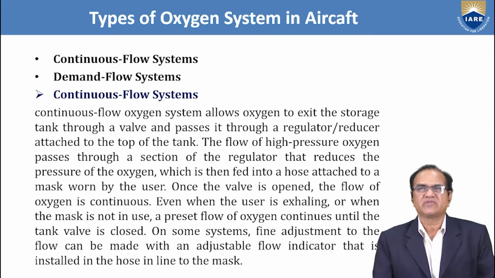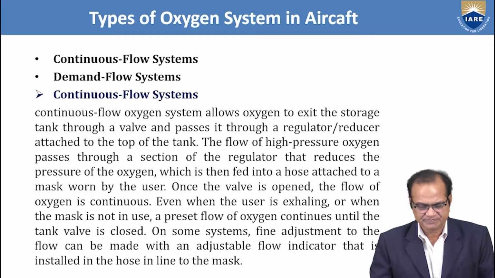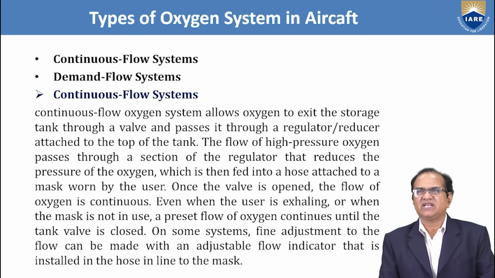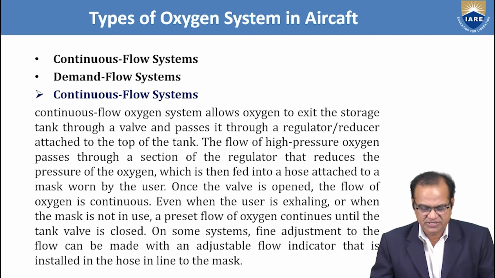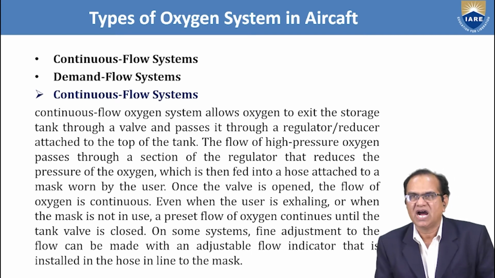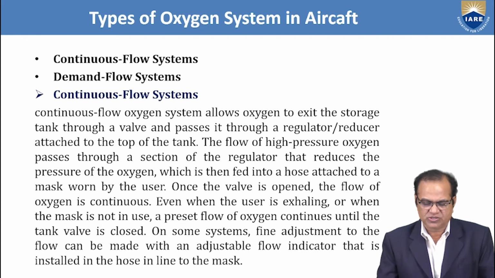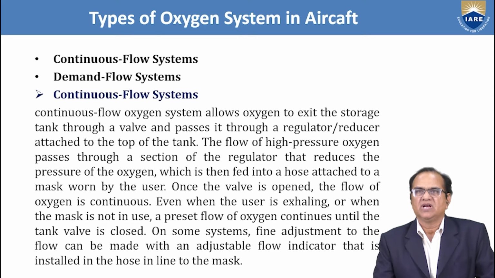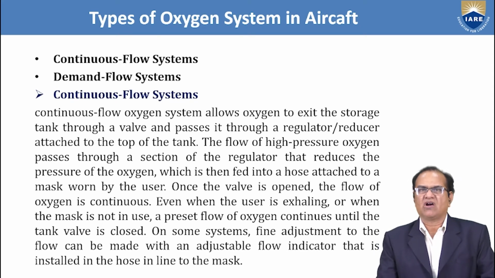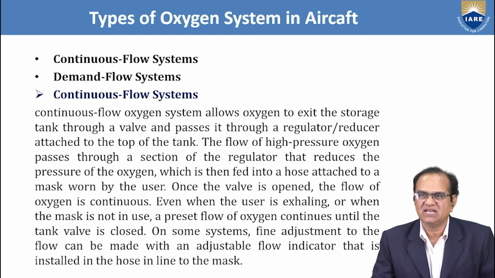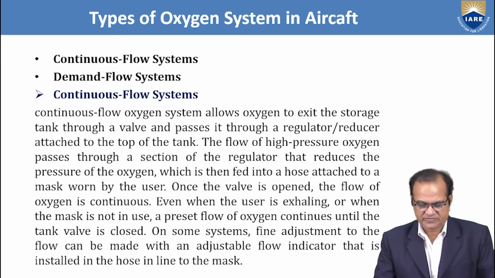The continuous flow system allows oxygen to exit the storage tank through a valve and pass through a regulator reducer attached to the top of the tank. The flow of high pressure oxygen passes through a section of the regulator that reduces the pressure of the oxygen, which is then fed into the hose attached to a mask worn by the user. Once the valve is opened, the flow of oxygen is continuous even when the user is exhaling or when the mask is not in use. A preset flow of oxygen continues until the tank valve is closed.